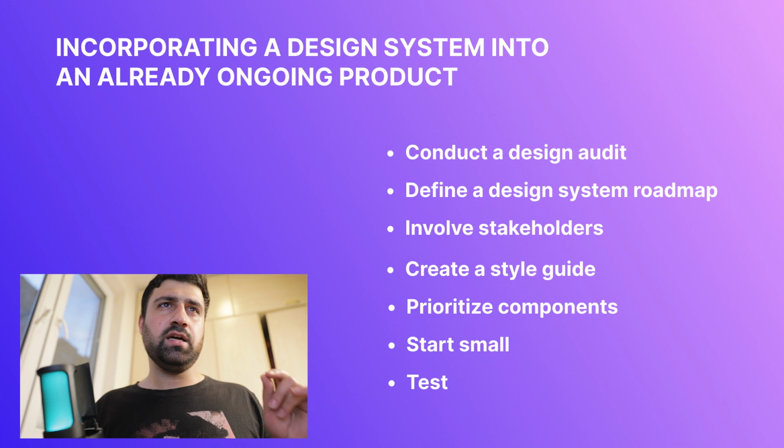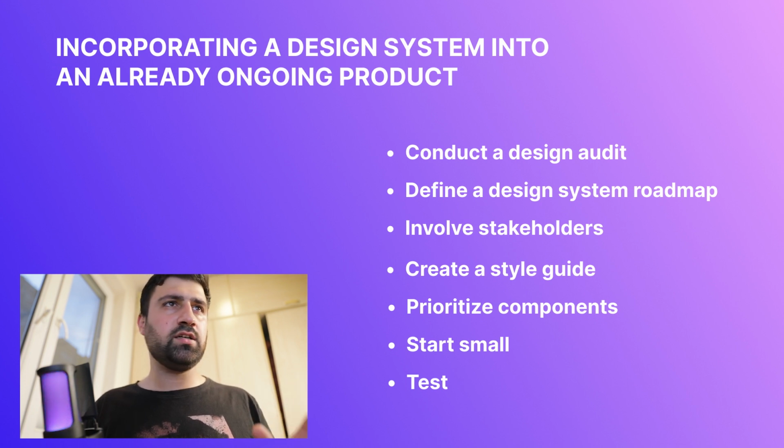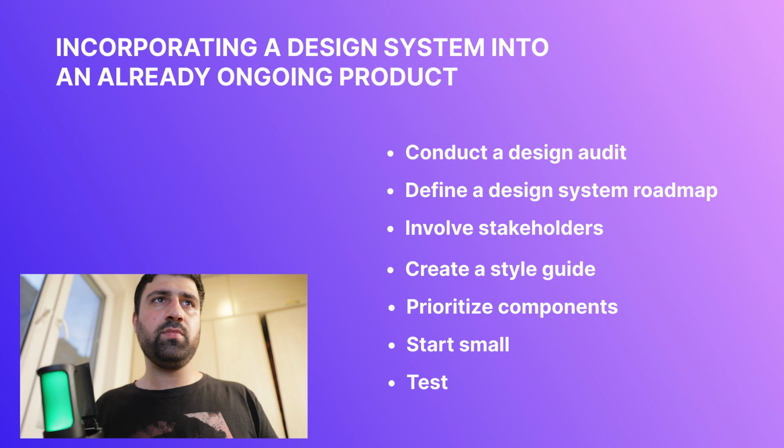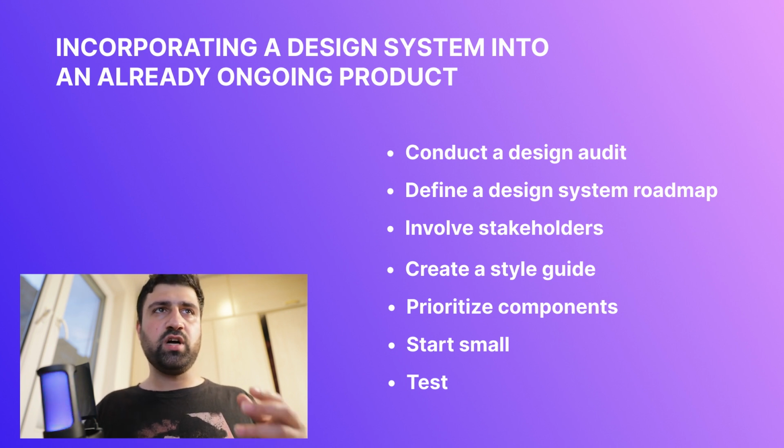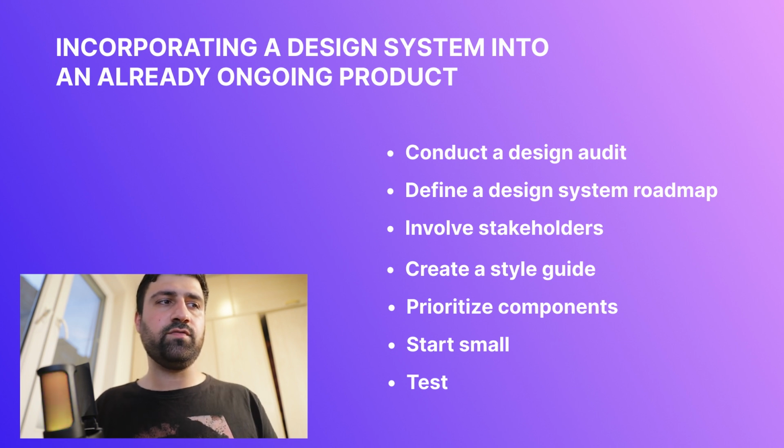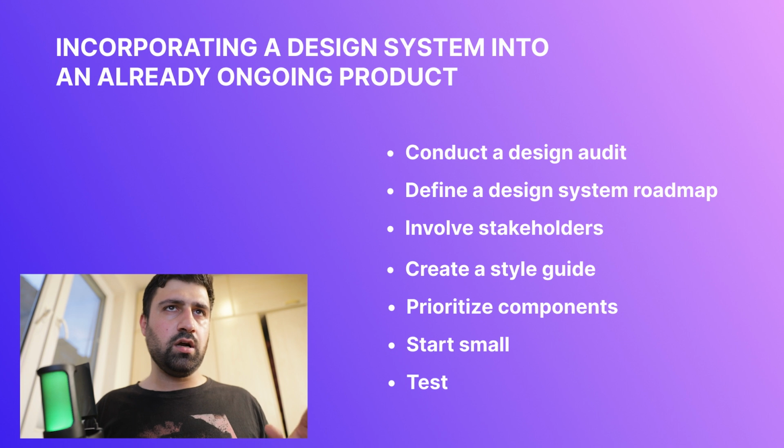A style guide that outlines the design system components, including typography, color, spacing, and other elements. It should be accessible to all team members and used as a reference for creating new designs. Prioritize components: which is important, which is not very important for the first iteration, and go by priorities. And of course, start small.